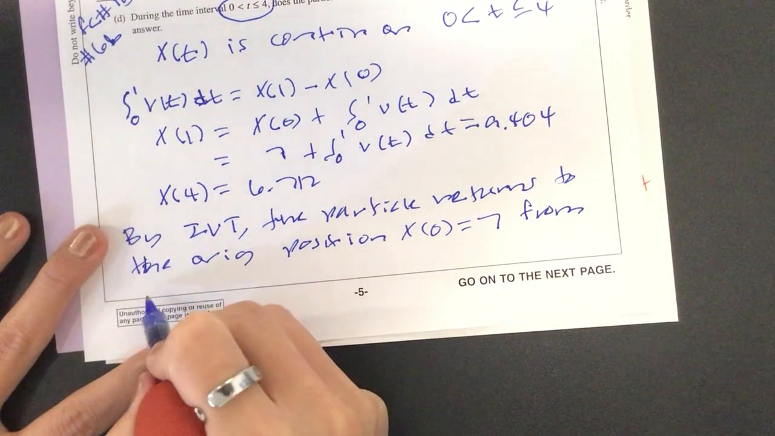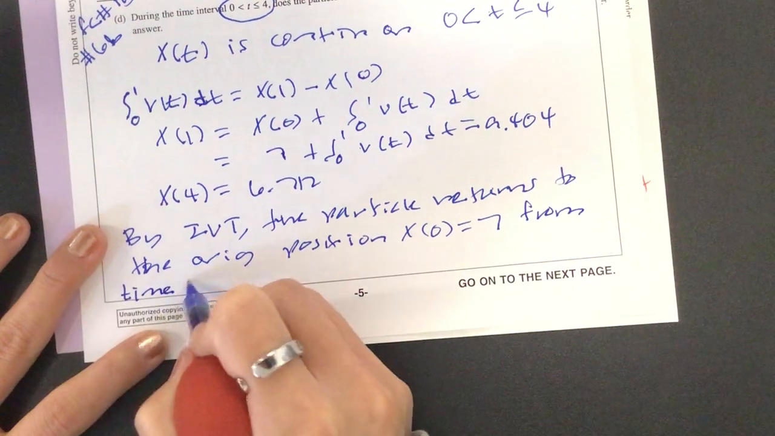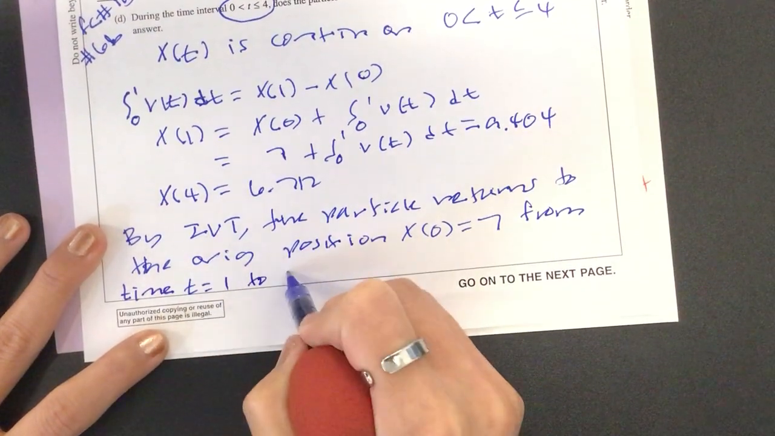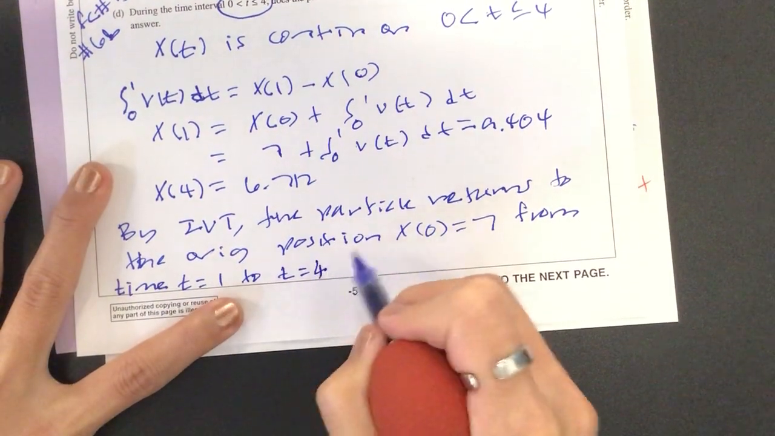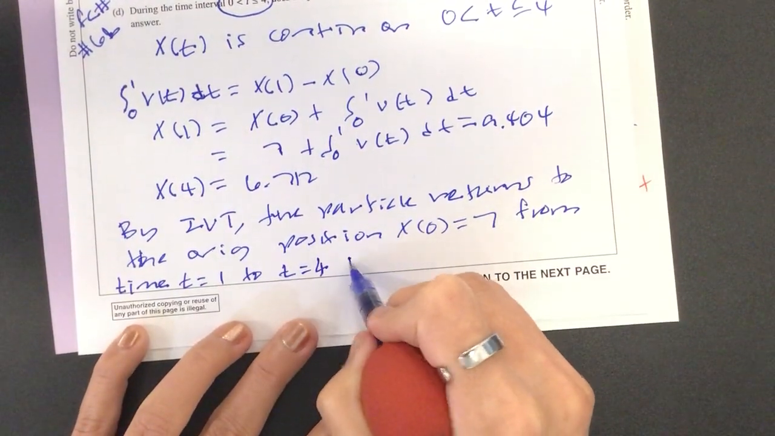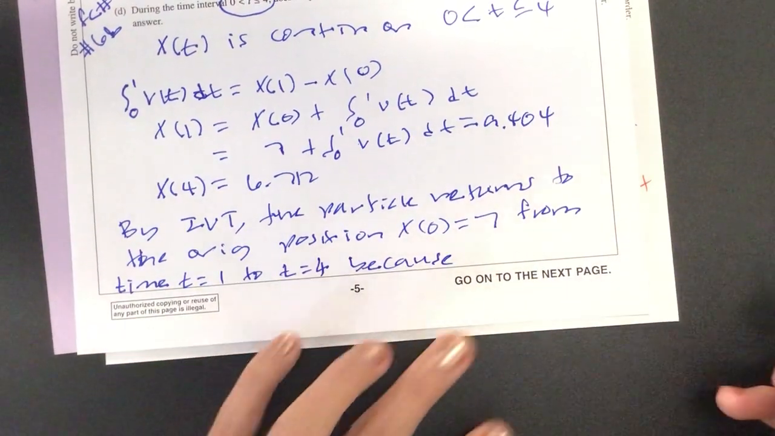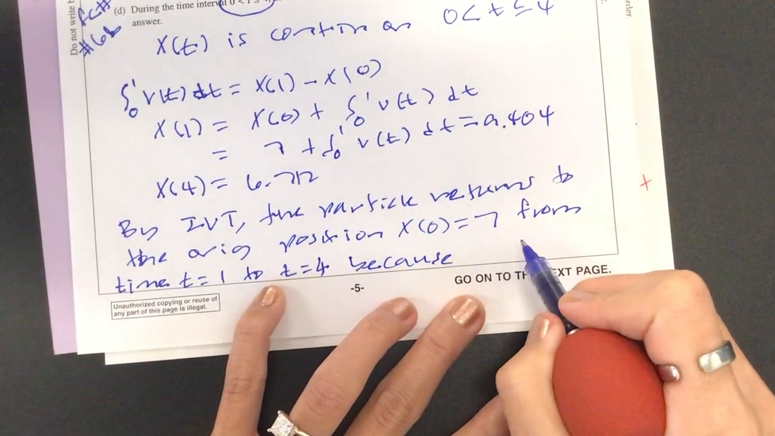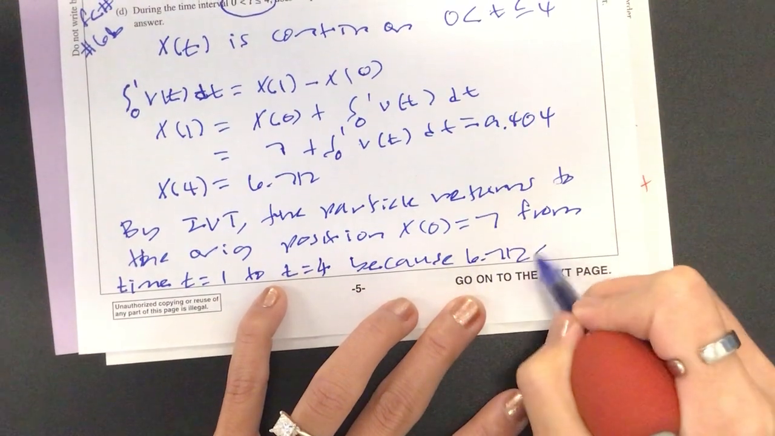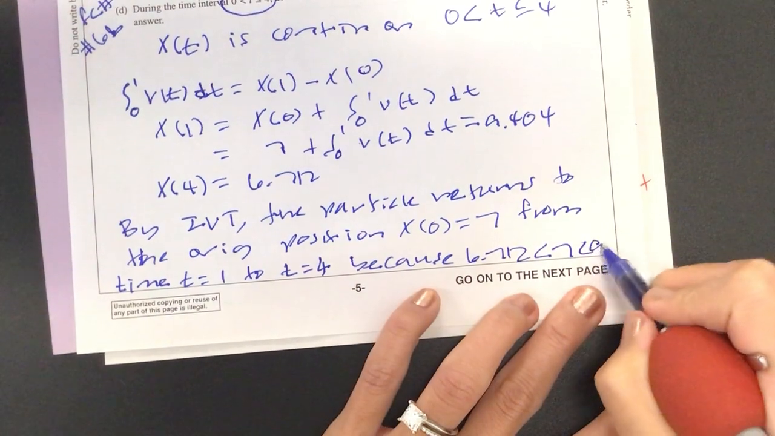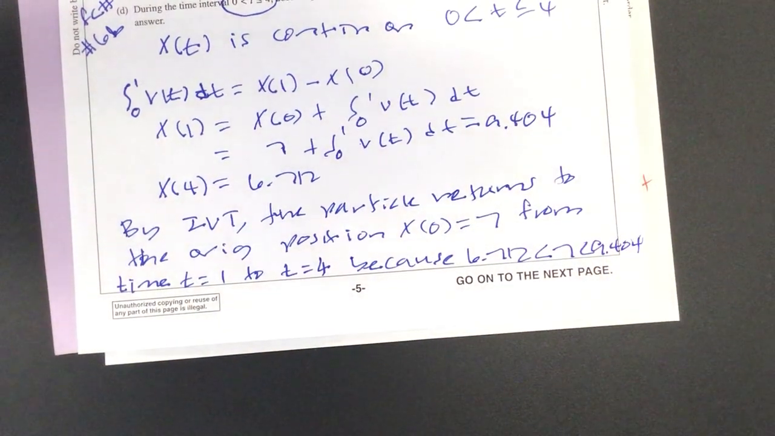From time t equals 1 to when? Somebody tell me the other. t equals 1 to what did I compare? 4. Because, and I think I'm going to do the interval notation, 6.712 is less than 7, less than 9.404. So as long as you get the main idea of this, you're good, okay? Again, don't use that, don't use this, and so on.